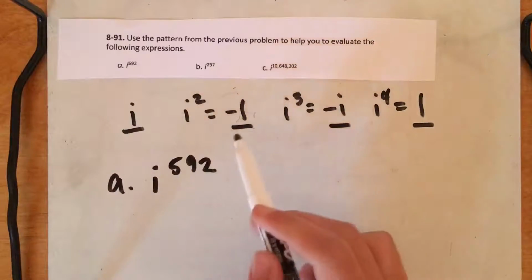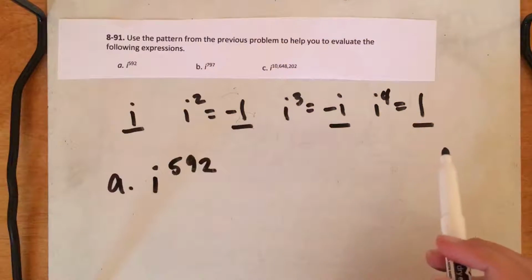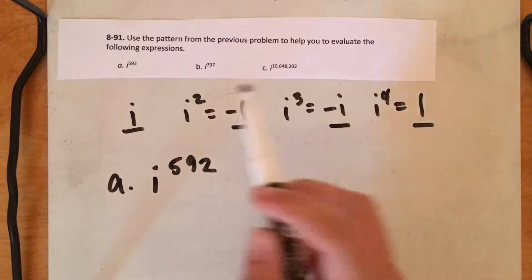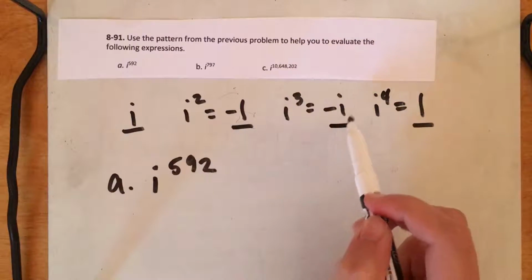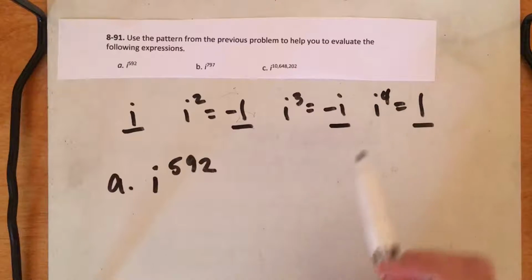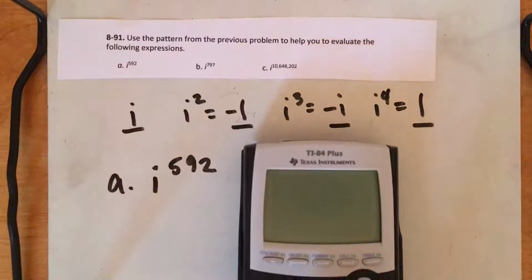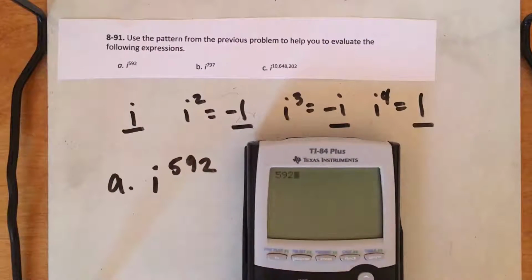So this pattern repeats every 4 times. If you go to I to the 5th, it'll get you back here. I to the 6th is really simplified to this. I to the 7th is this. I to the 8th is this. So the pattern's repeating every 4 times. So if I take 592 and divide it by 4, this is saying how many times is this pattern happening. So I get 148 there.